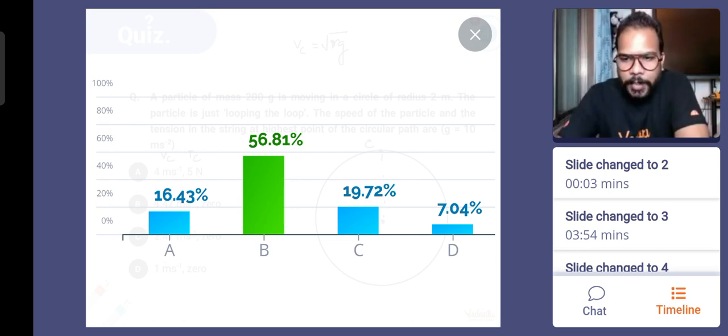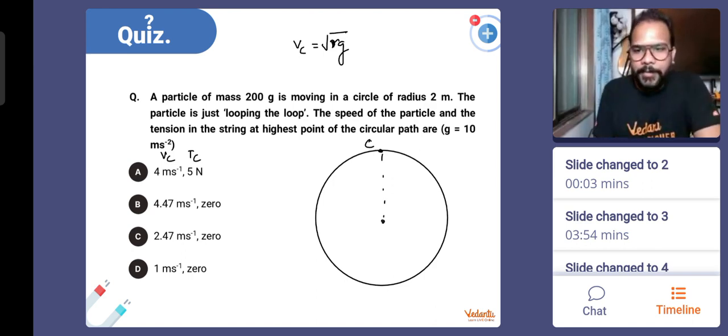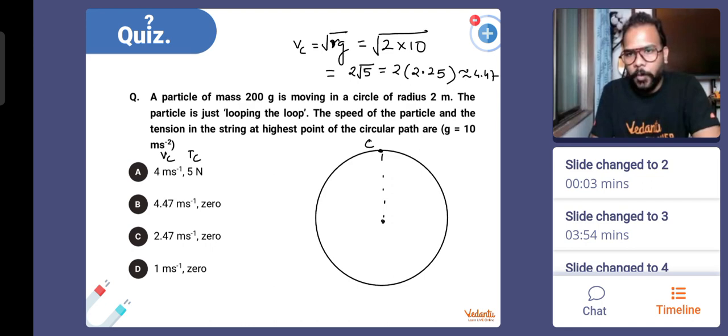You should remember this by now, that at the topmost point the tension will be 0. So definitely the answer is not A, it can be B, C or D, and I've given you the formula also. So there was nothing else to do. 2 meter and G value is 10. Root of 20. Root of 20 is 2 root 5. So simplify that, you will get the value. Remember the value of 2 into root 5, children. Root 5 is 2.26 or 2.25, something like that. Remember at least 2.2. So the value will be nearly 4.47, something like that. Okay?